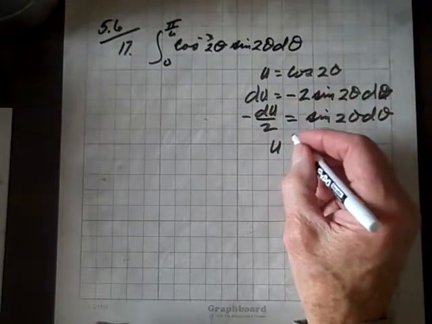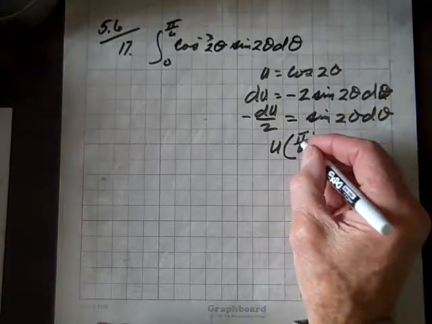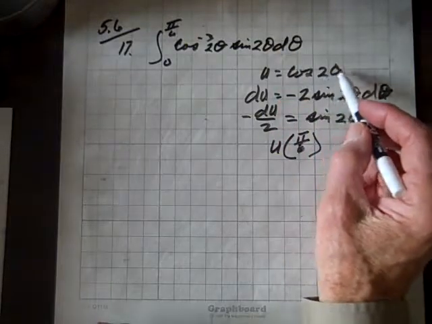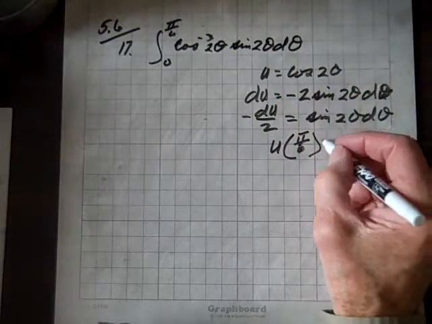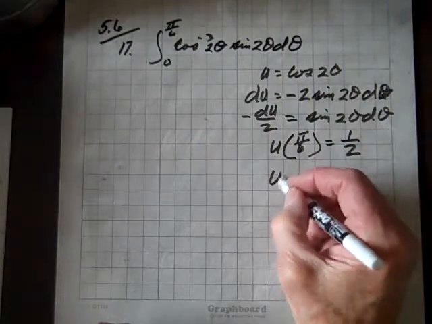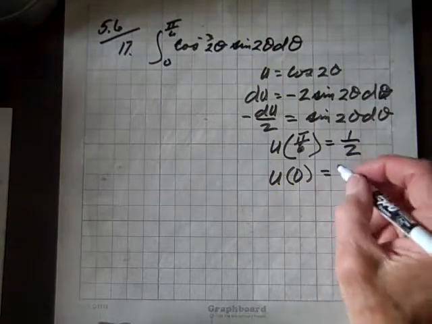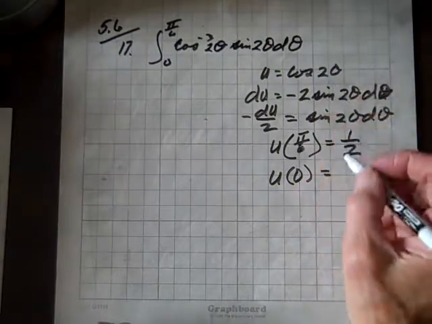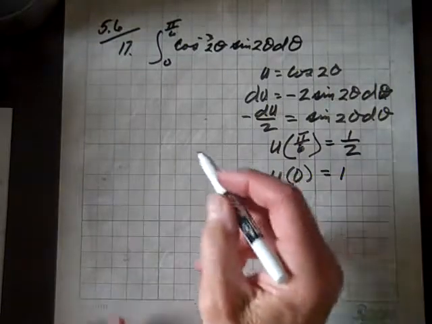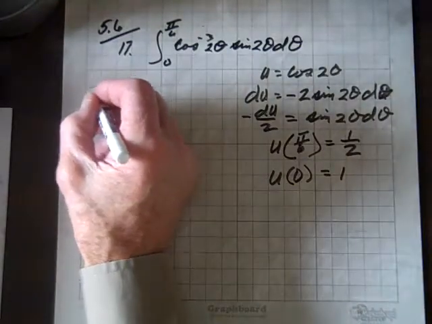So u of pi over 6, replacing theta with pi over 6, 2 times pi over 6 is pi over 3, and the cosine of pi over 3 is 1/2. And u of 0 equals, replacing theta with 0, we get cosine of 0, and that's 1. So now we can rewrite this integral in these terms.